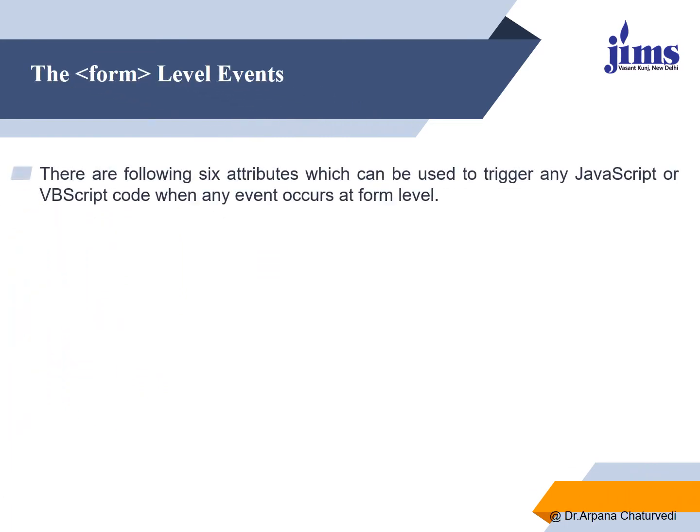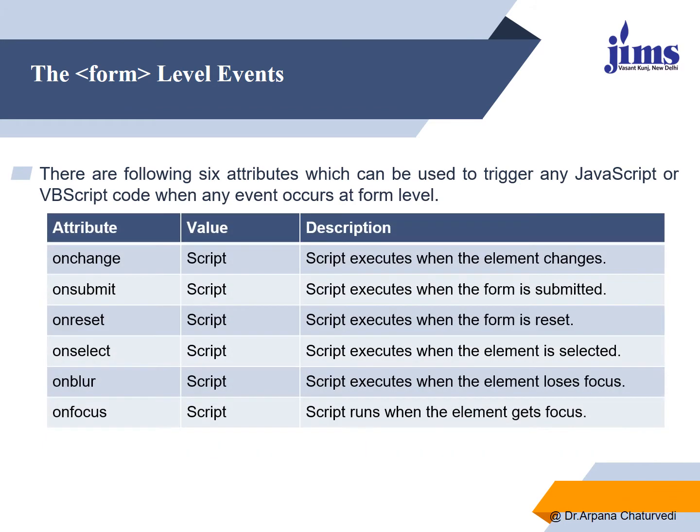Form level events are there. Those are six in number, and these are onchange. When any element gets changed, the script executes. Onsubmit, when a form is submitted, the script executes. Onreset, when a form is reset, the script executes. Onselect, whenever any element is selected on which the script is embedded, the script executes. Onblur, when an element loses focus, and onfocus, when an element gets focus.